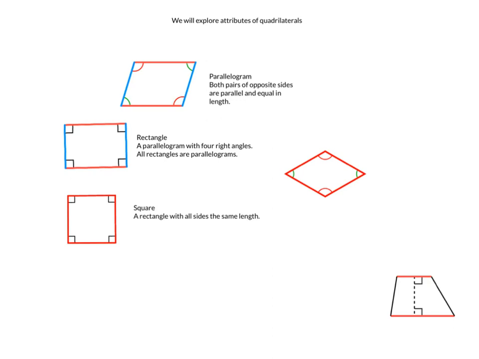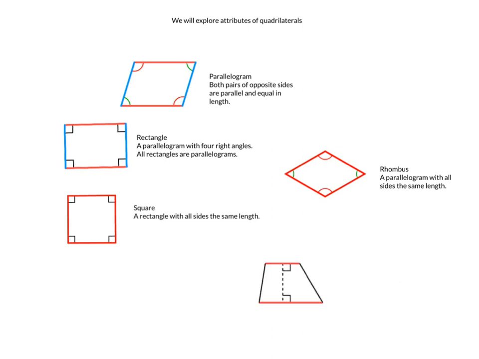Next, we have a rhombus. A rhombus is a parallelogram with all sides the same length. Finally, we have a trapezoid. A trapezoid is a quadrilateral with only one pair of parallel sides. So in this case, the top and bottom are parallel, and these sides are not parallel.